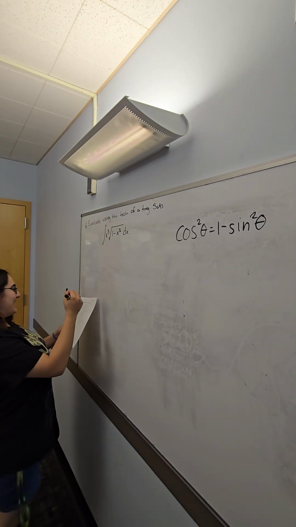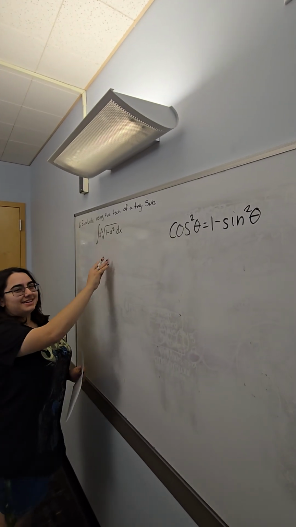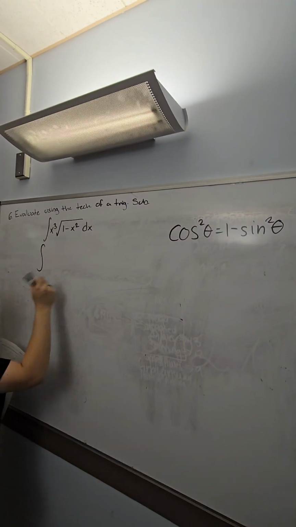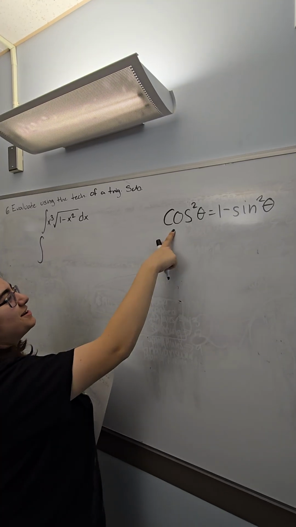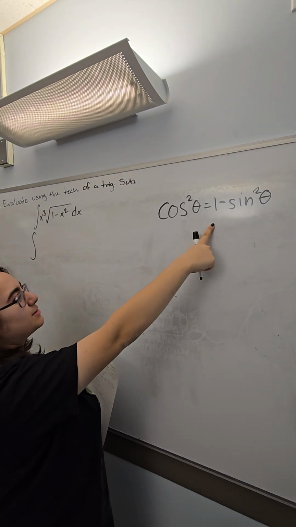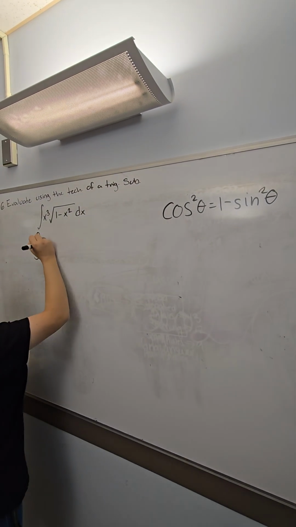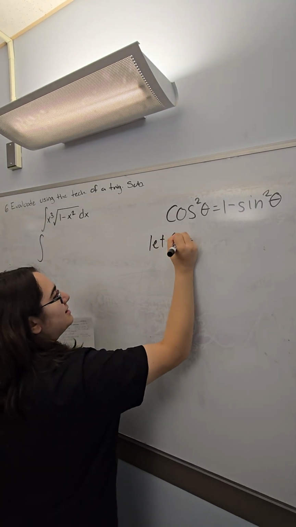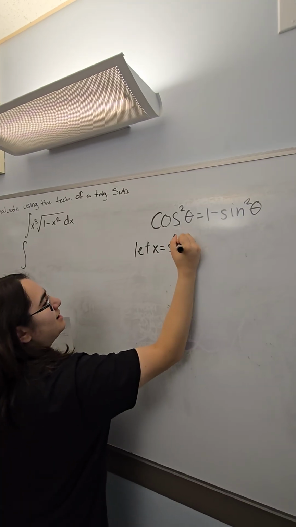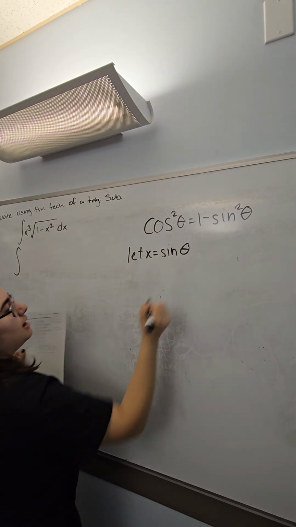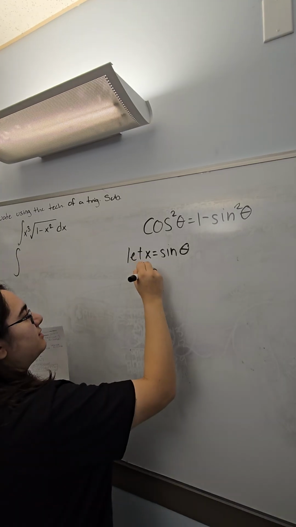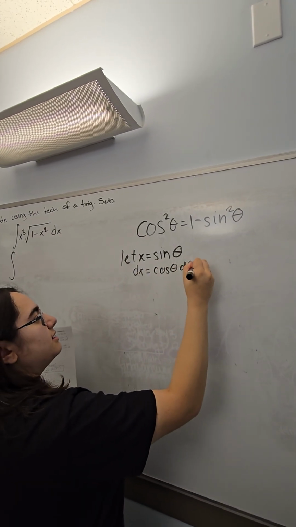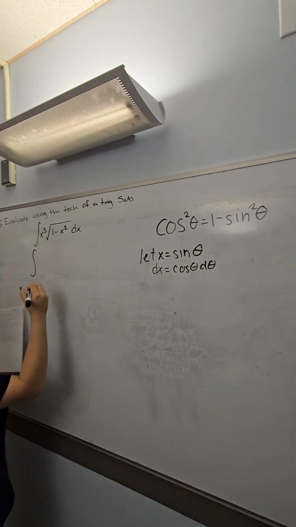You're good. Okay, so you need to use a trig sub for this. First of all, we know that cosine squared is equal to 1 minus sine squared. So you're gonna let x equal sine theta, and once you take the derivative of this, you'll have cosine theta d theta. And then now you'll plug it in.